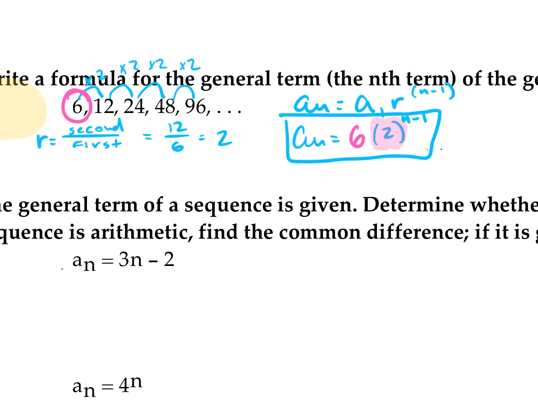If this was asking us to find the 20th term or something like that, and you would have to plug in a number, it's just the 2 that has the exponent. So you have to follow your order of operations, PEMDAS. Parentheses, exponent. You have to do the exponent before you multiply if you were multiplying this out to find a number.